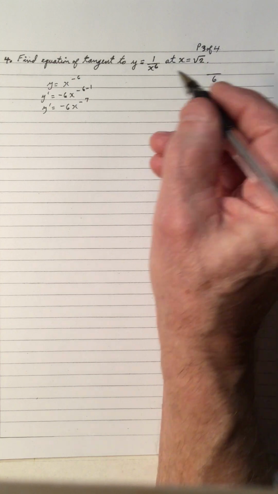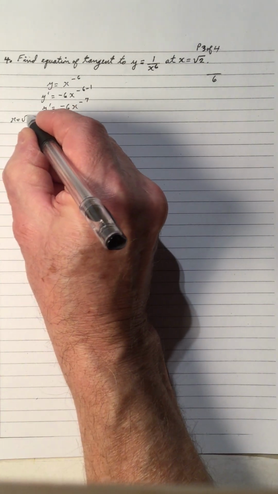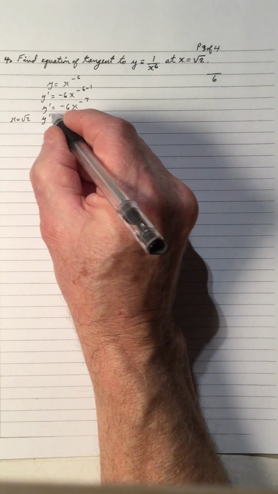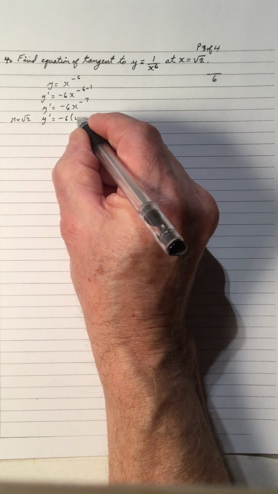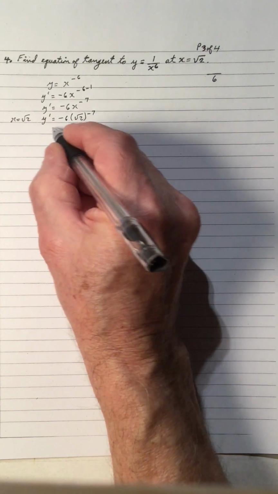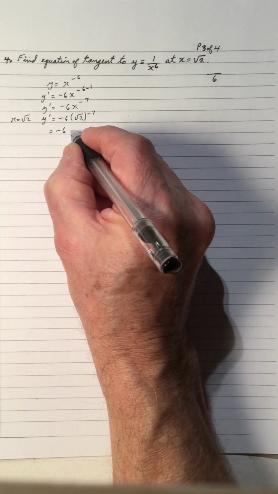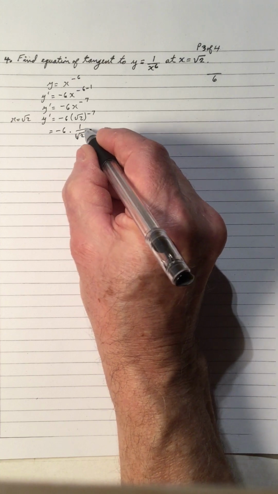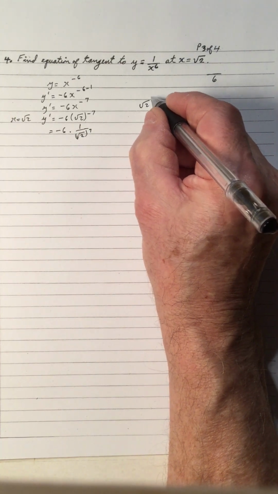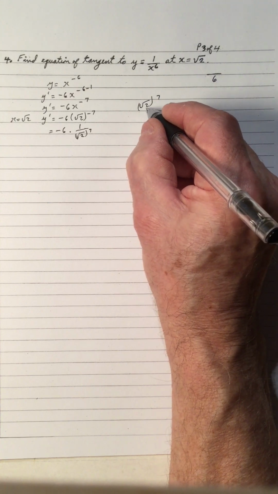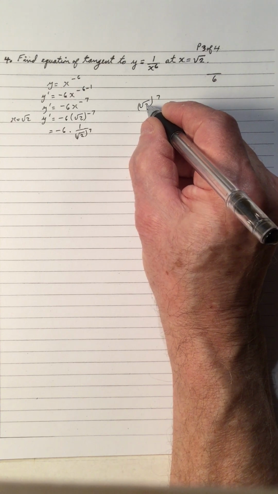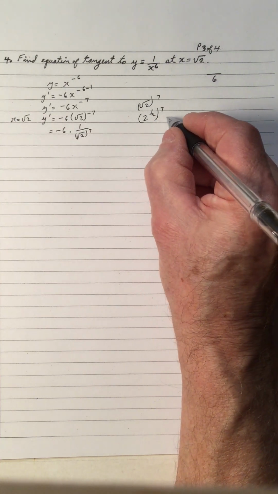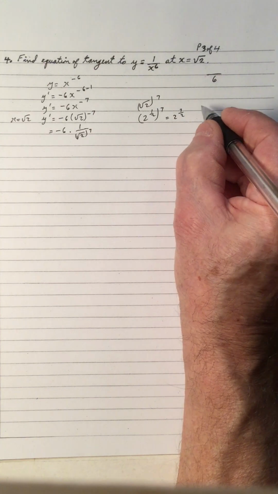So now we want to find it at x equals root 2. I just decided to make it different. The derivative is the slope of the tangent, so we'll sub in root 2 in place of x. So this is negative 6 times 1 over square root of 2 to the 7th. So root 2 to the 7th, that square root is 2 to the 1/2. So that becomes 2 to the 7 over 2.